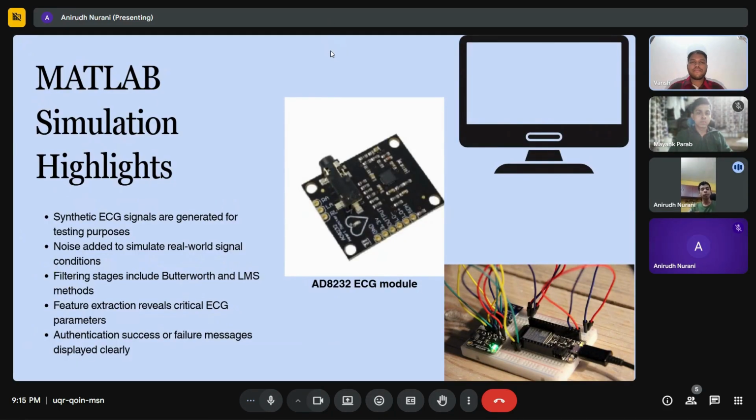Now, if we were to implement this system in hardware, we would require an AD8232 ECG module to capture the heart's analog signal. ECG electrodes attached to the body, typically the left and right arms and legs. A microcontroller such as an Arduino Uno or ESP32 to sample the signal at around 250 to 500 Hz and send it to MATLAB or another processor for analysis. The same filtering and feature extraction algorithms used in MATLAB can be applied to this live data for real-time authentication.